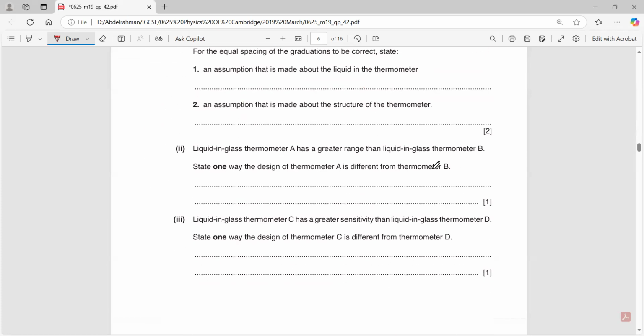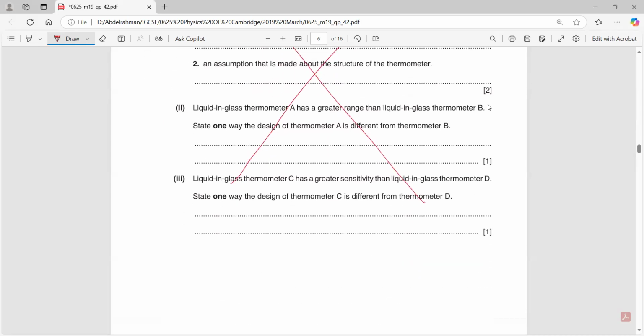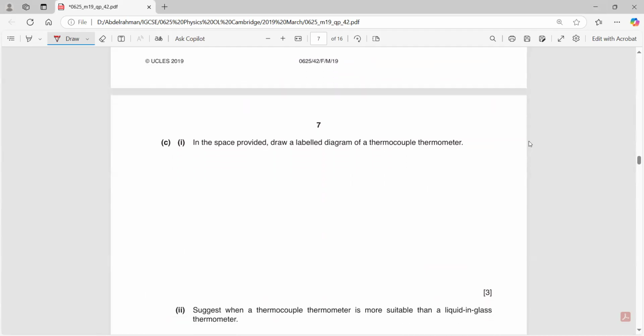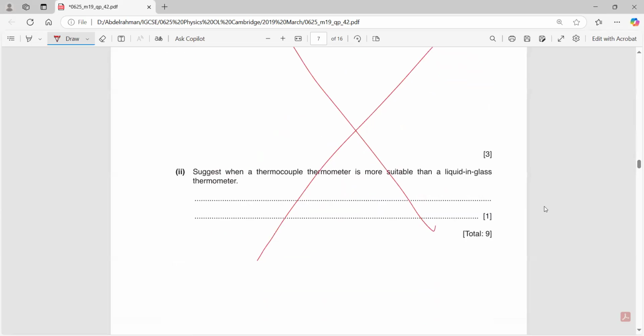Again, we're talking about thermometers, which is also cancelled. It says your lucky day today. So this is all cancelled. Again, thermocouple has been removed. I think this might be the easiest test yet.